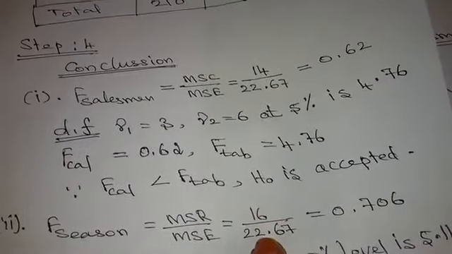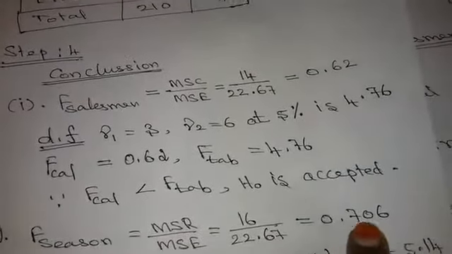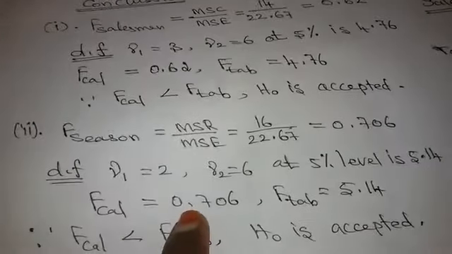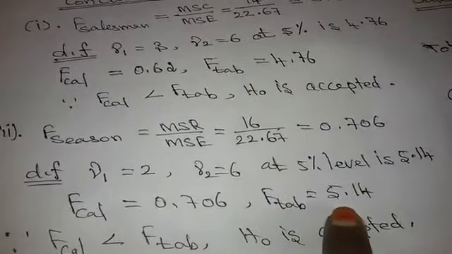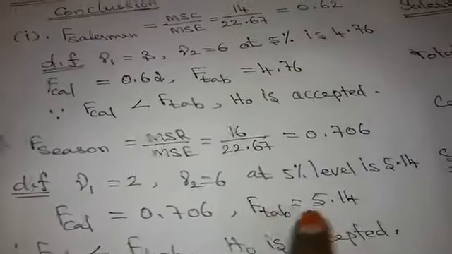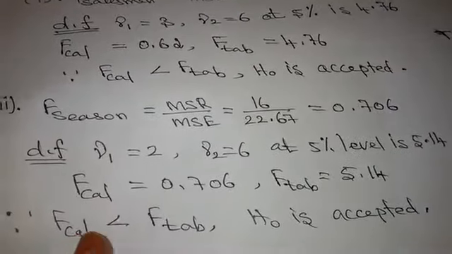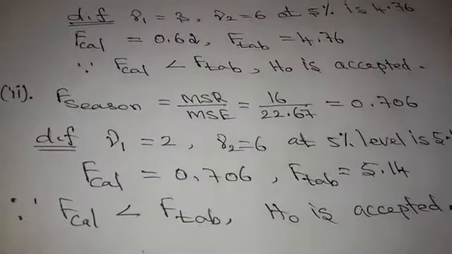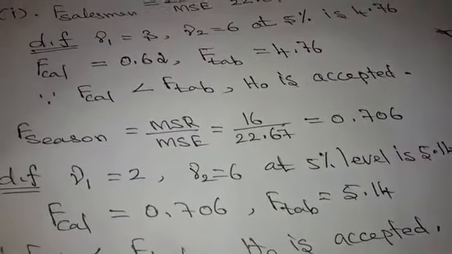Now, similarly for F season, you have to find out MSR divided by MSE. MSR value 16 and MSE value is 22.67. So you are getting 0.706. Again, here gamma 1 is 2 and gamma 2 is 6. At 5% level, the F table value is 5.14. Therefore, F calculated is 0.706, F tabulated value is 5.14. F calculated value is less than the tabulated value. Therefore, H0 is accepted. So, this is the solution for the given problem.